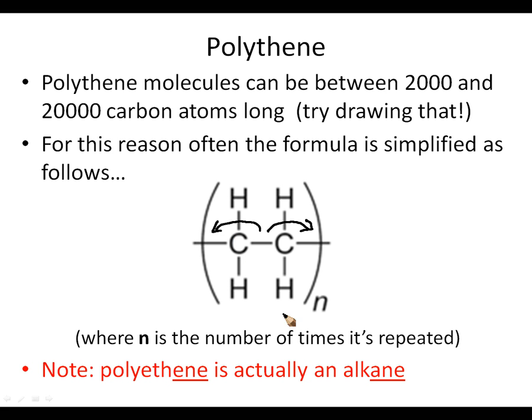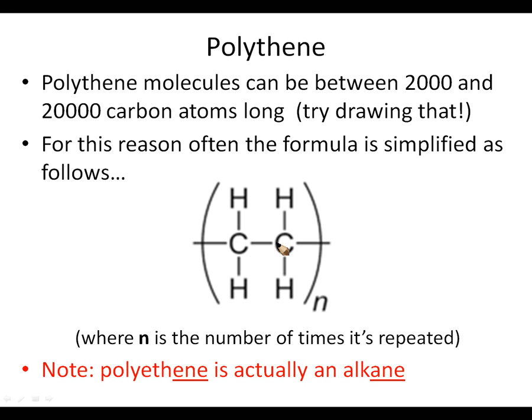And then we put an N, because polythene molecules can be between 2,000 and 20,000 carbon atoms long. So you don't really want to try and draw that. You don't want to have to draw 2,000, let alone 20,000 of these on a page. And you don't even really want to do the molecular formula, C2000H. So in this case, especially for trying to show the structural formula, we just show the unit.